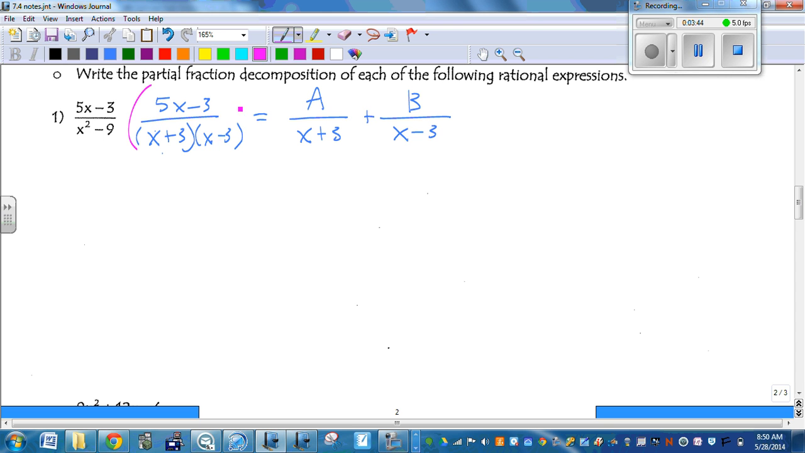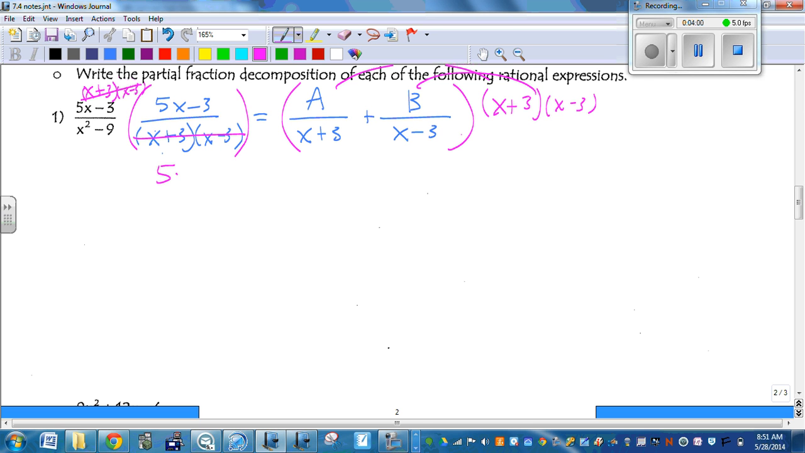So we're going to multiply this side by x plus 3 times x minus 3. And that's just going to cancel all that out. Over here we're multiplying by x plus 3 times x minus 3. We have to distribute that to each one.